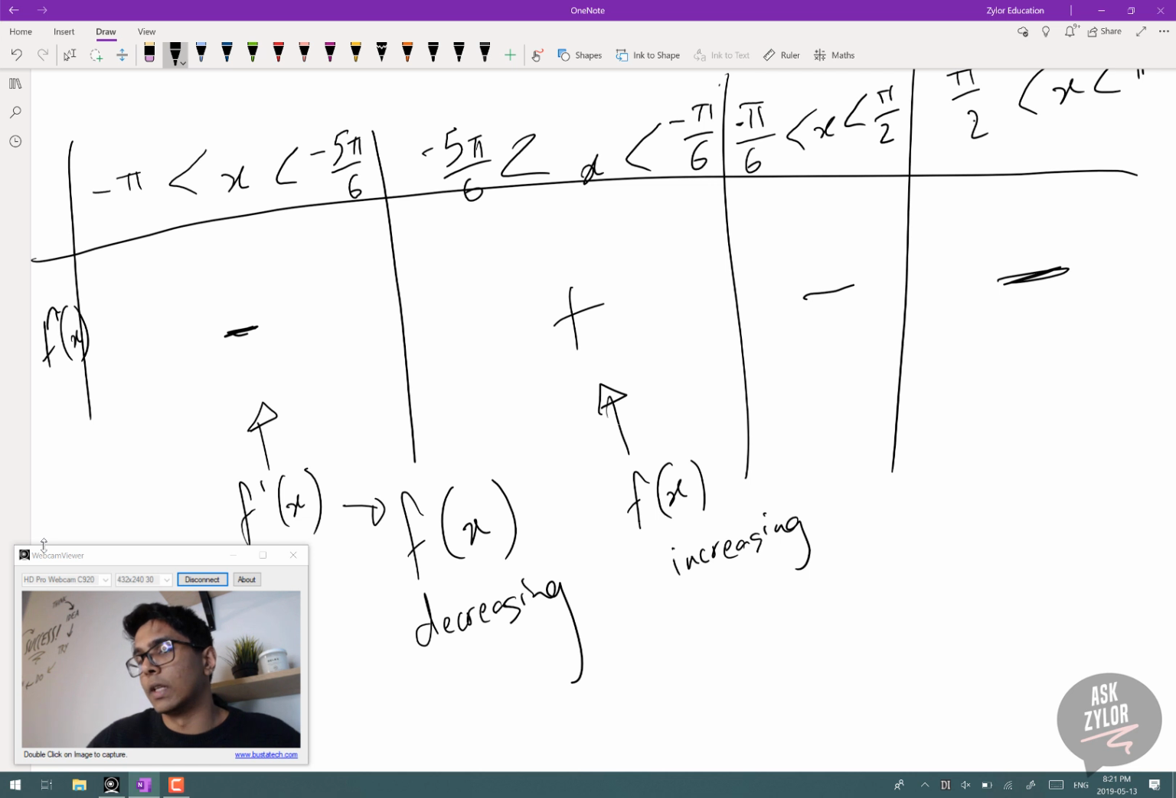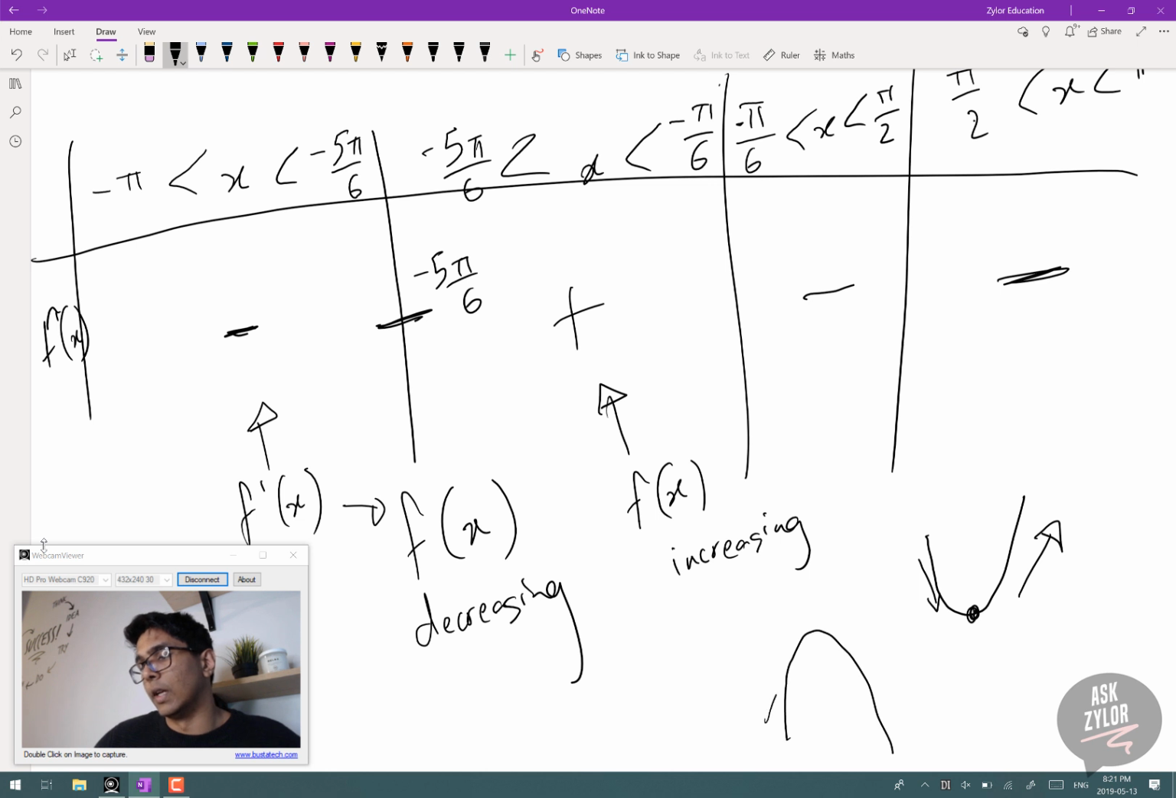So what does that tell me about the critical points we got? Negative 5 pi over 6, negative pi over 6, and pi over 2. We can figure out whether each is a minimum or maximum. If it's going from decreasing to increasing, my graph is going to look something like this. It's decreasing first, then increasing, which tells me there's a local minimum at negative 5 pi over 6. If it's going from increasing to decreasing, it's the opposite.